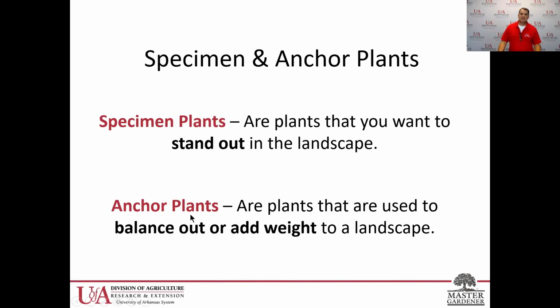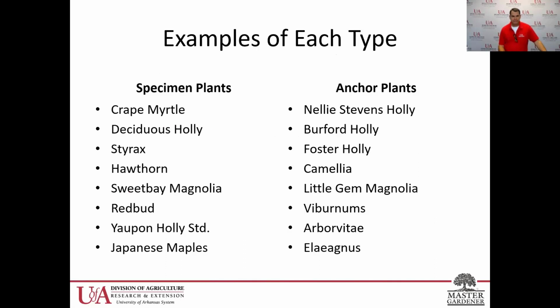When you're designing something, remember we talked about symmetrical balance and asymmetrical balance? Well, to get that, we actually use anchor plants. And these are plants that are used to balance out or add weight to the landscape. So if you have a tree on one side and that tree is a pretty big tree and it's an evergreen tree, well, that's going to look heavy on that one side. So on the other side, you might have to plant 5 evergreen shrubs to help weight that out in the landscape. Some examples of each type: specimen plants.